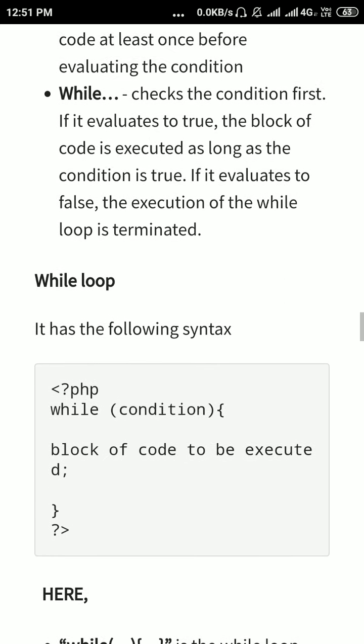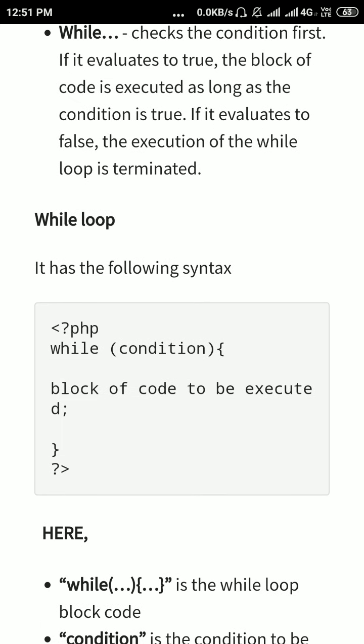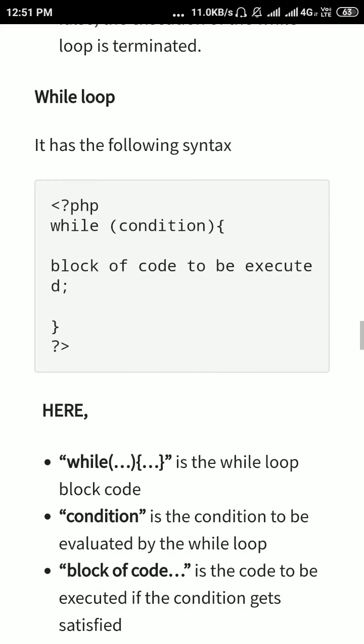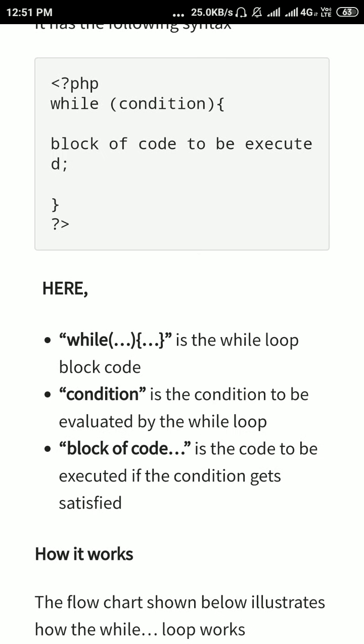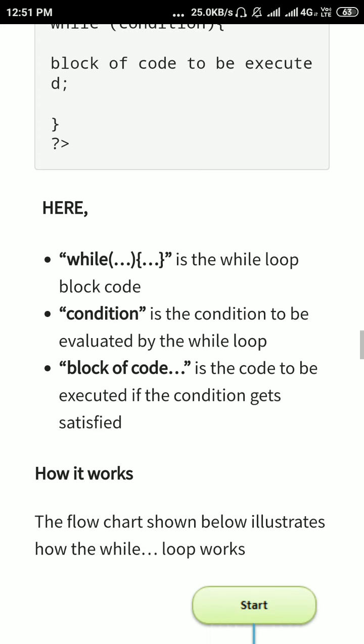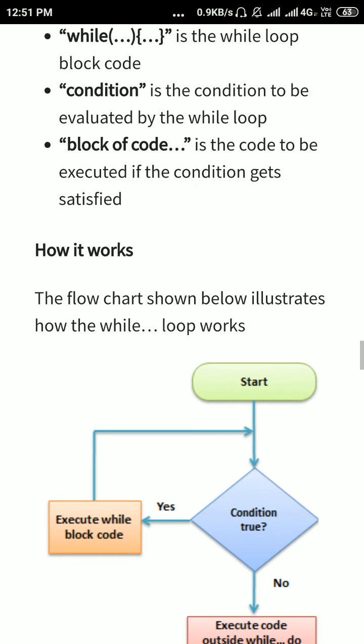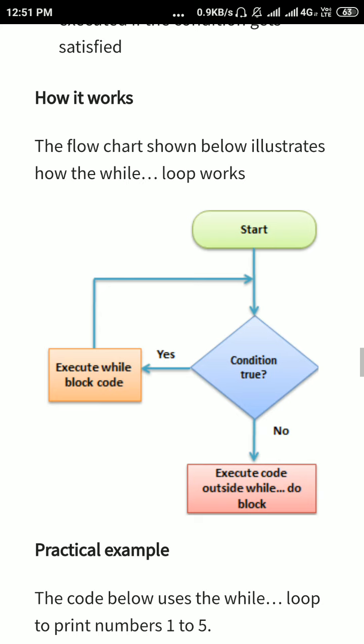Here is the while loop syntax. First you have to open PHP and then give the while condition and then the block of code to be executed if it's true. Here is the while loop: the condition, and the block of code is the code to be executed if the condition gets satisfied. How it works, let's understand through the flowchart.